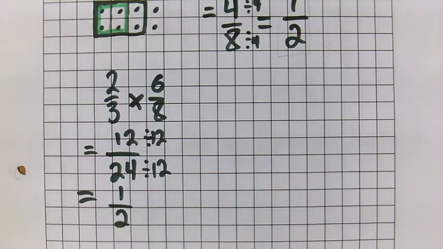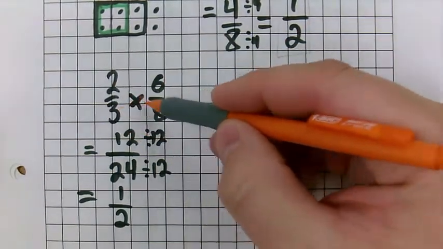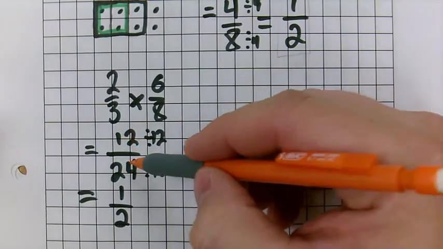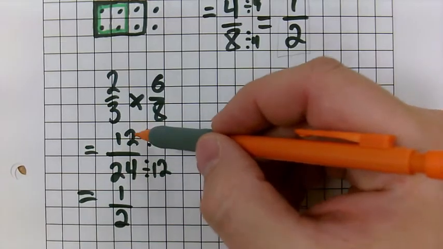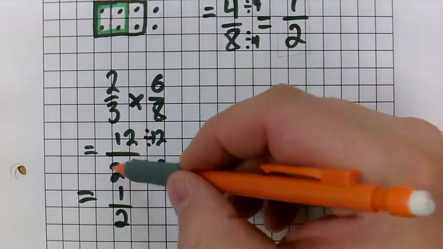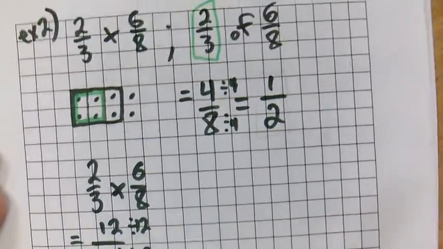So here, just to check that we did our work right, let's use that method. 2 times 6 is 12. 3 times 8 is 24. 12 and 24 can both divide by 12. And because 24 is twice as big as 12, 12 becomes 1, and 24 becomes 2. And we end up with 1/2, which is that answer that we had before.